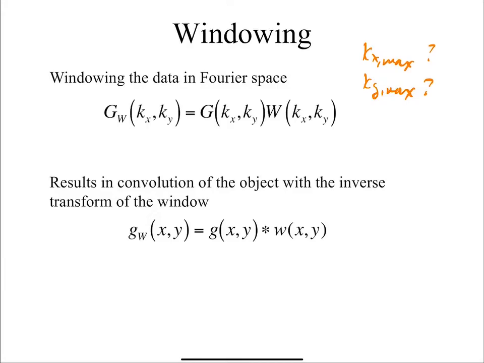So this is what's called windowing, all right? So if the Fourier transform from minus infinity to infinity is g of kx, ky, we want to multiply it by some windowing function that only keeps the data in some window, right? That's a multiplication in the Fourier domain, so we know we're going to convolve with the inverse transform of that window in the object domain. So we want to look at the effects of that and decide what that window should look like.